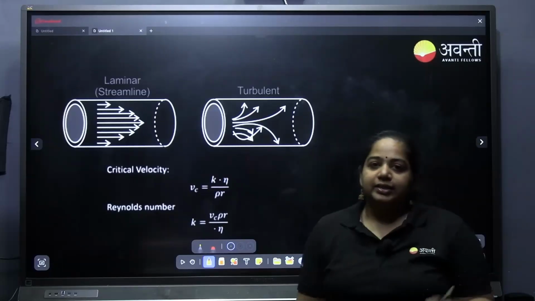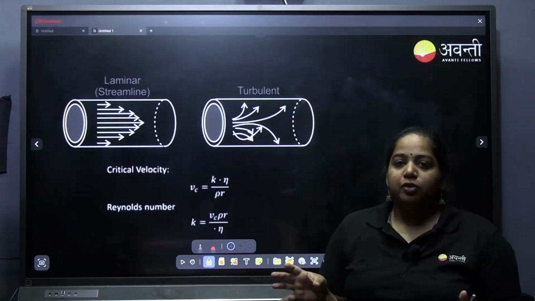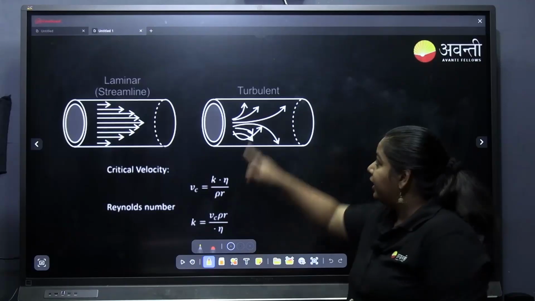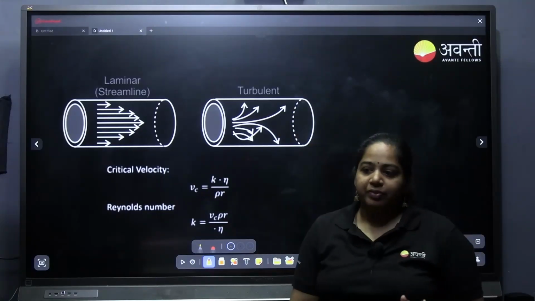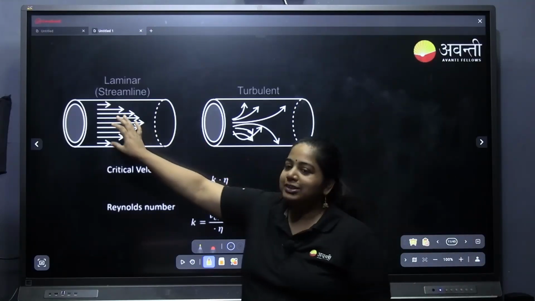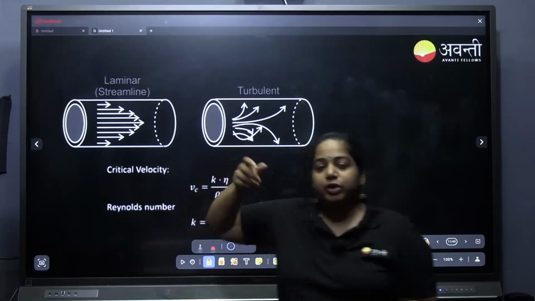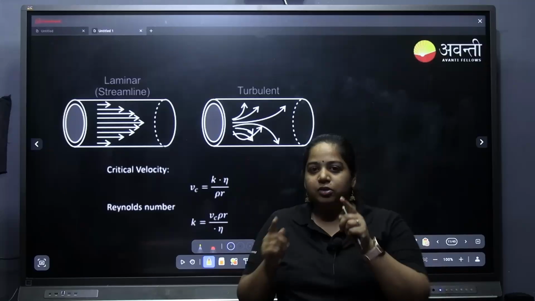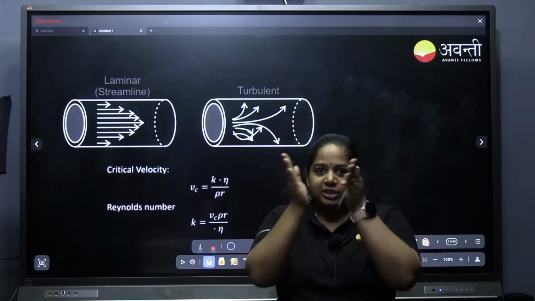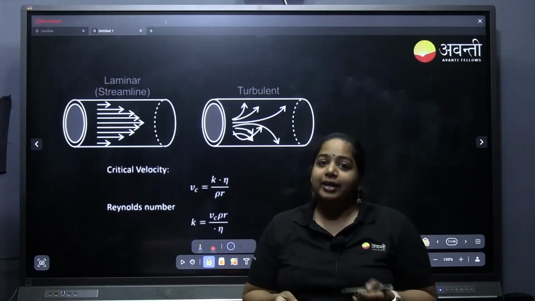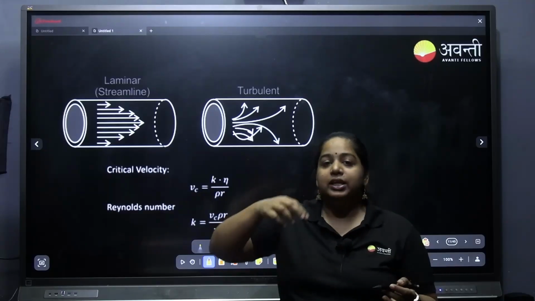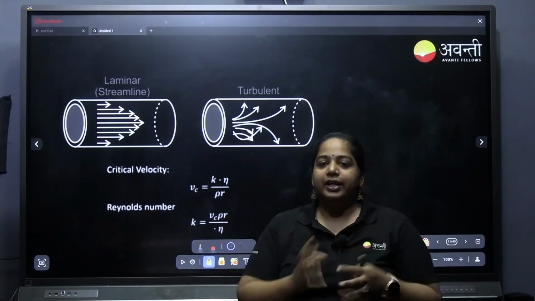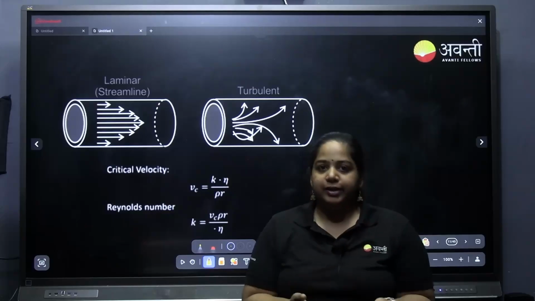Now there is something called streamlined flow or laminar flow, and then the other is turbulent flow. Streamlined flow will look something like this. Imagine you are opening a tap. When the speed is very, very low, you can see it will move like a very smooth flow. That is streamlined flow. As you increase the speed of the tap, it will twist and turn. That will be turbulent flow.